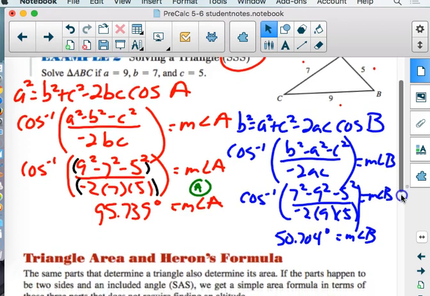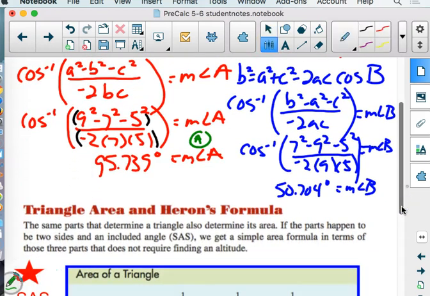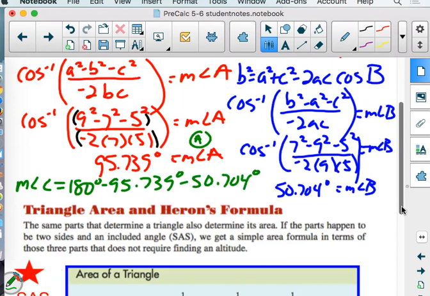So every triangle is 180 degrees. Doesn't matter if it's a right triangle or what. So we'll have 180 degrees minus 95.739 degrees minus 50.704 degrees. And that'll give us the measure of angle C. So if I just take 180 minus the answer I just had, minus second recall, alpha A, enter. We've got it. 33.557 degrees.